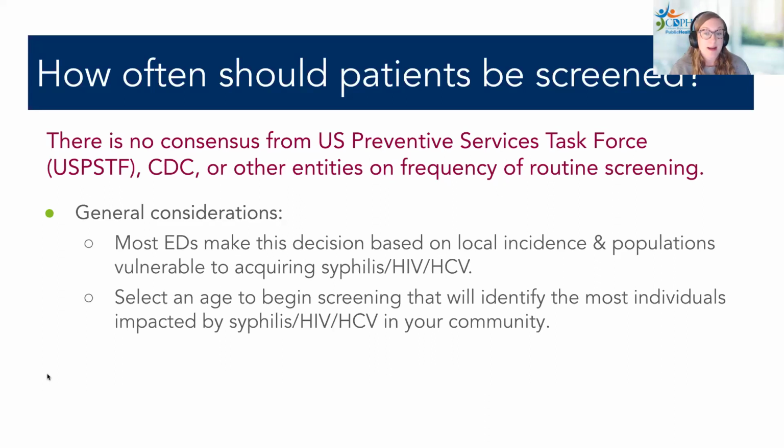Likewise, each emergency department has to make its own decision about what age to begin screening. Some emergency departments conduct opt-out testing among all patients 12 years of age and older, and California law allows minors 12 years of age and older to consent to preventative services for STIs and diagnosis and treatment for reportable communicable diseases. Other emergency departments may choose to test only over the age of 18. We recommend selecting an age that will identify the most individuals infected in your community.